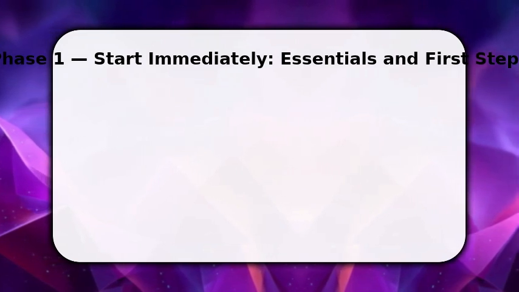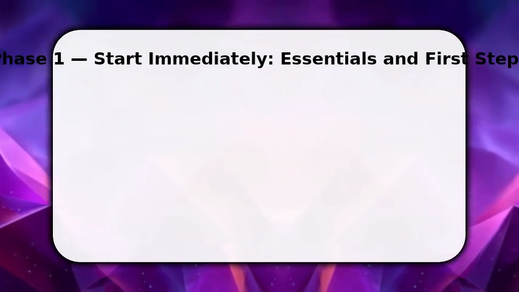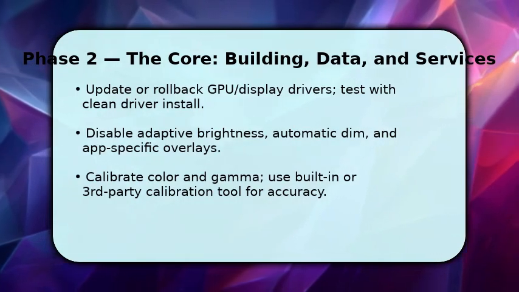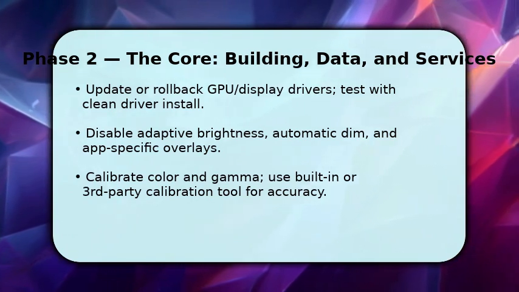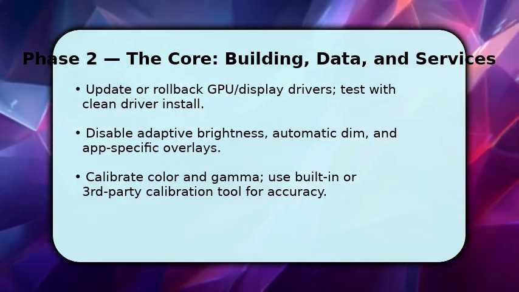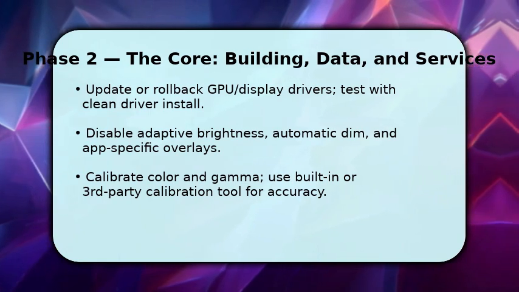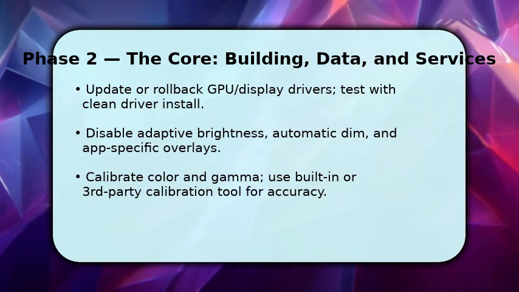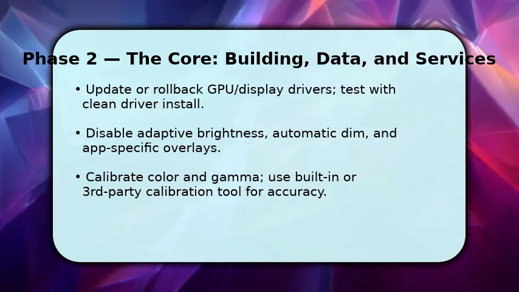Now you run the complex middle steps to isolate root causes. Update or roll back the GPU/display driver and, if needed, perform a clean install. Drivers often change backlight behavior. Disable adaptive brightness, automatic dimming, and any app overlays that control color because they override manual settings.